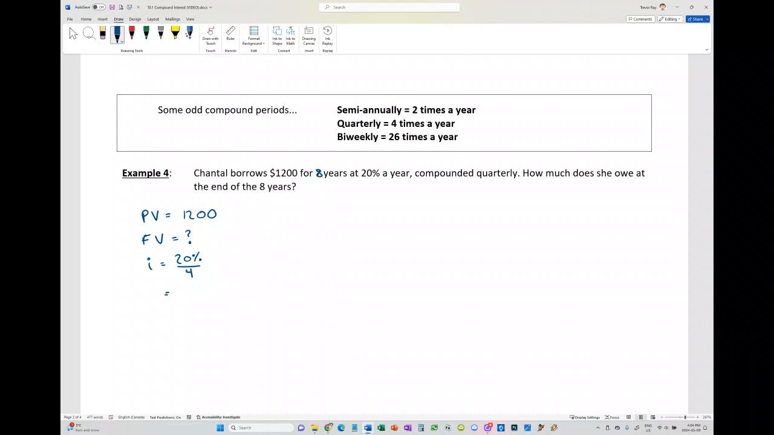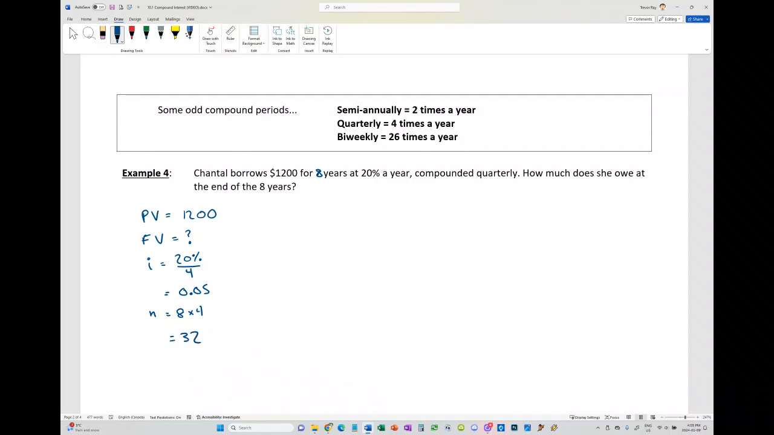20% divided by 4 is the same thing as 20 divided by 100 divided by 4, and that works out to be 0.05. N is the number of quarters of a year in 8 years, so that's really just 8 years times 4, which is 32.